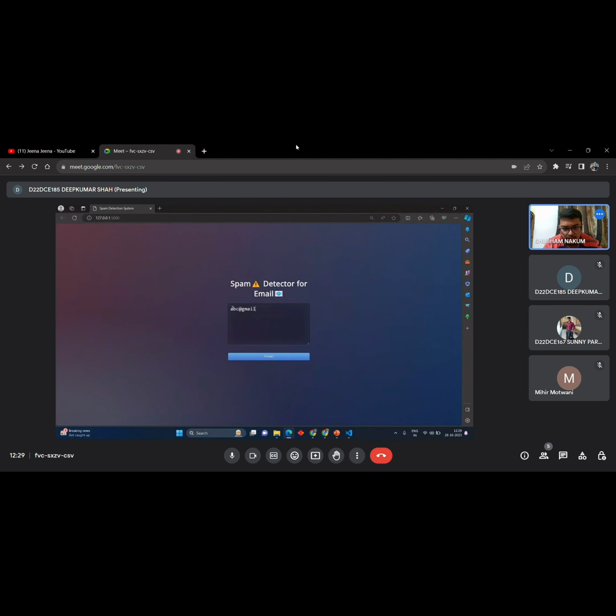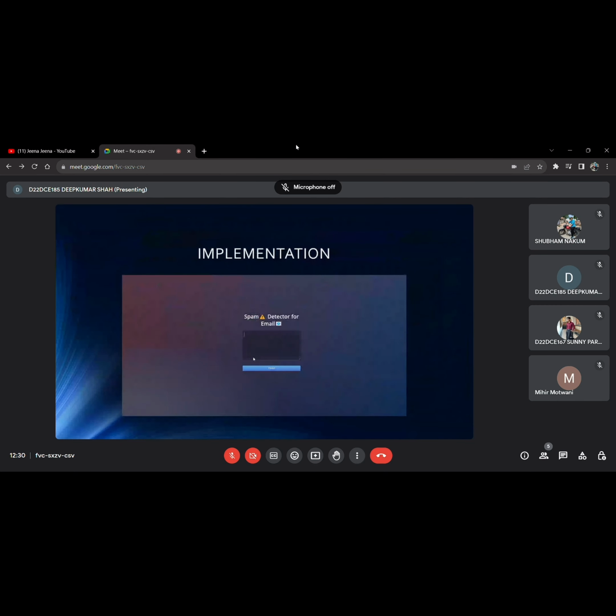Let's write abc@gmail.com, and when we click the predict button, at that time it shows a looking-spam, be-safe alert message. And now we write D22DC166@charusat.edu.in, and after that we click the predict button, and it gives a message: not spam, it's a real mail. This is the small project we have created in machine learning.